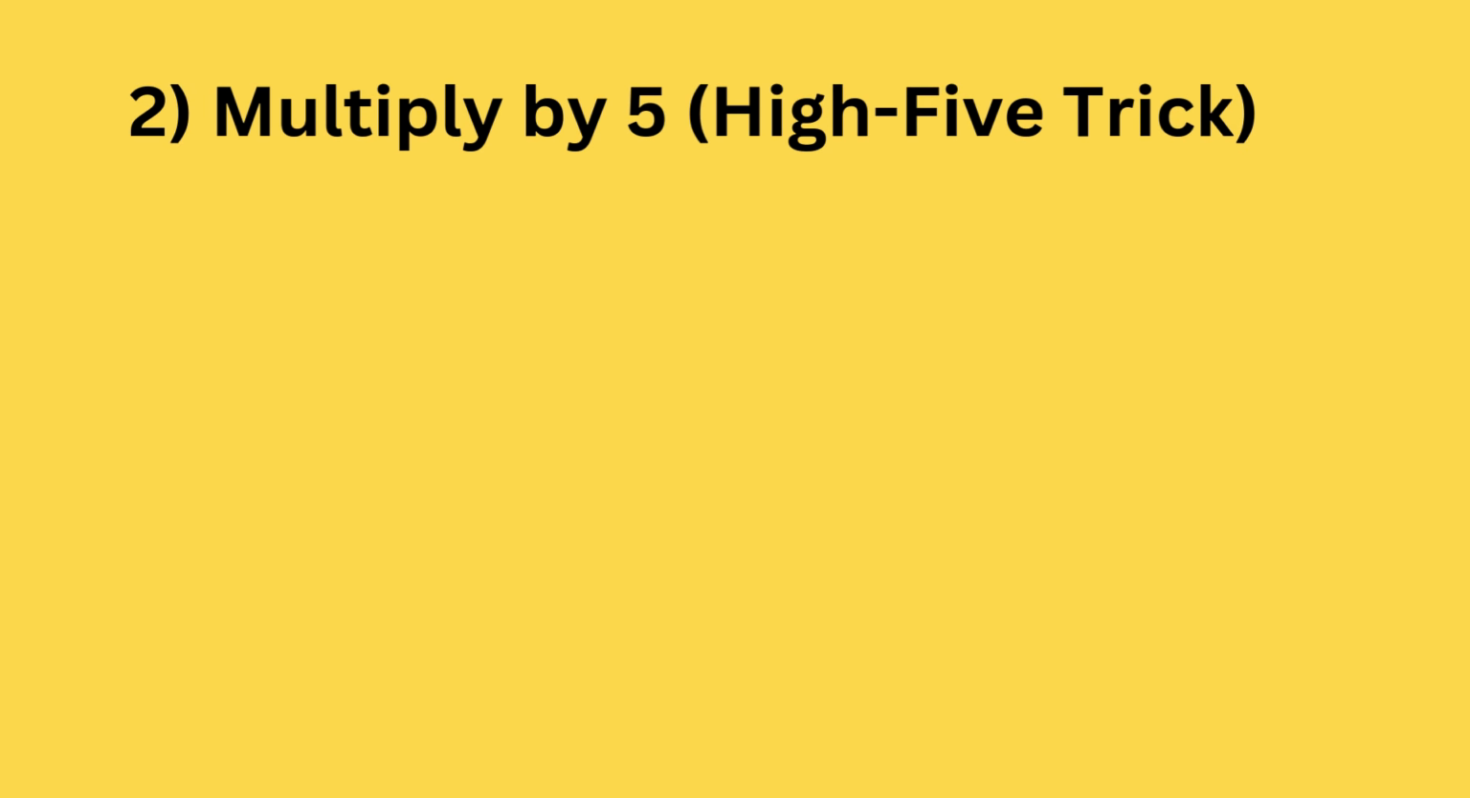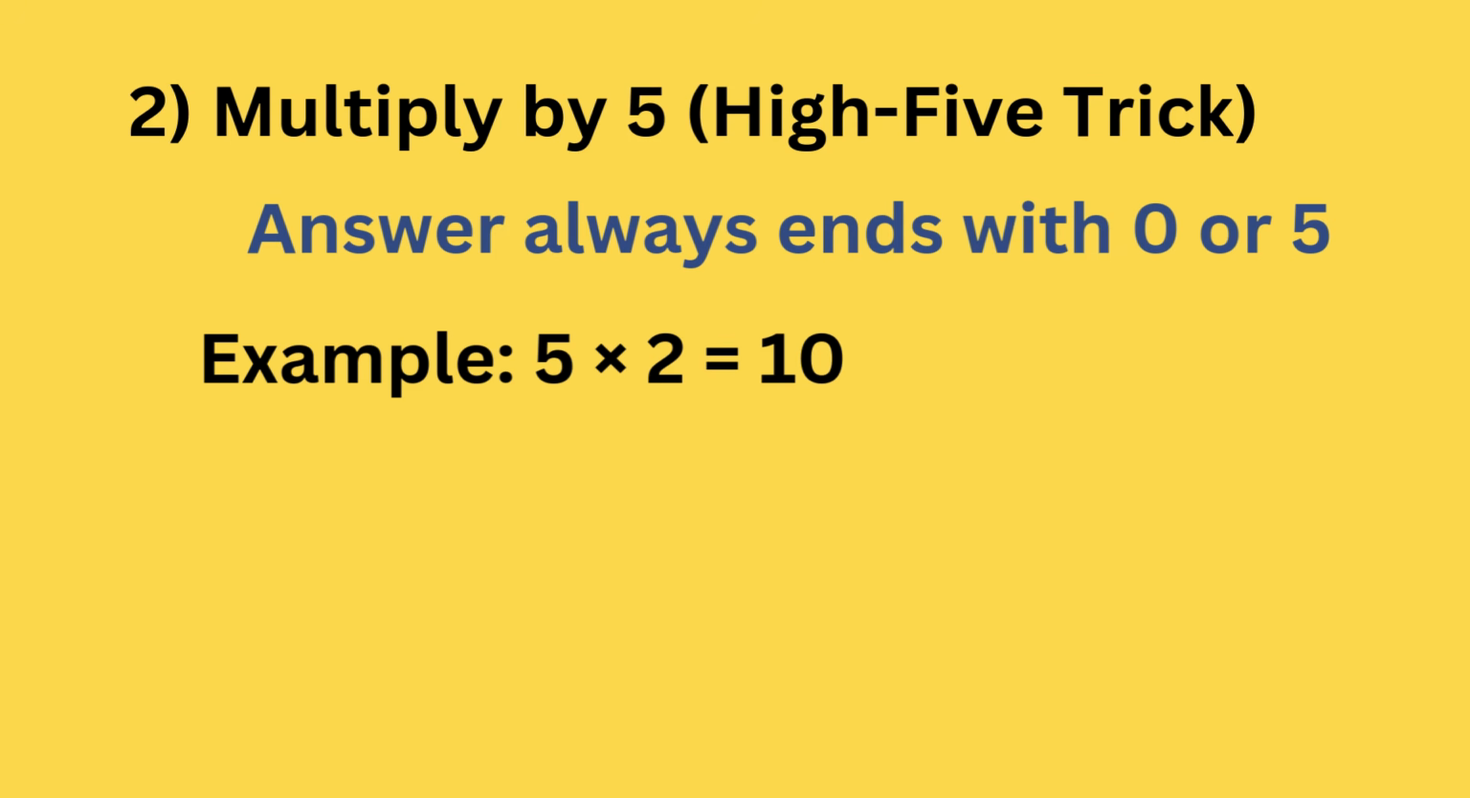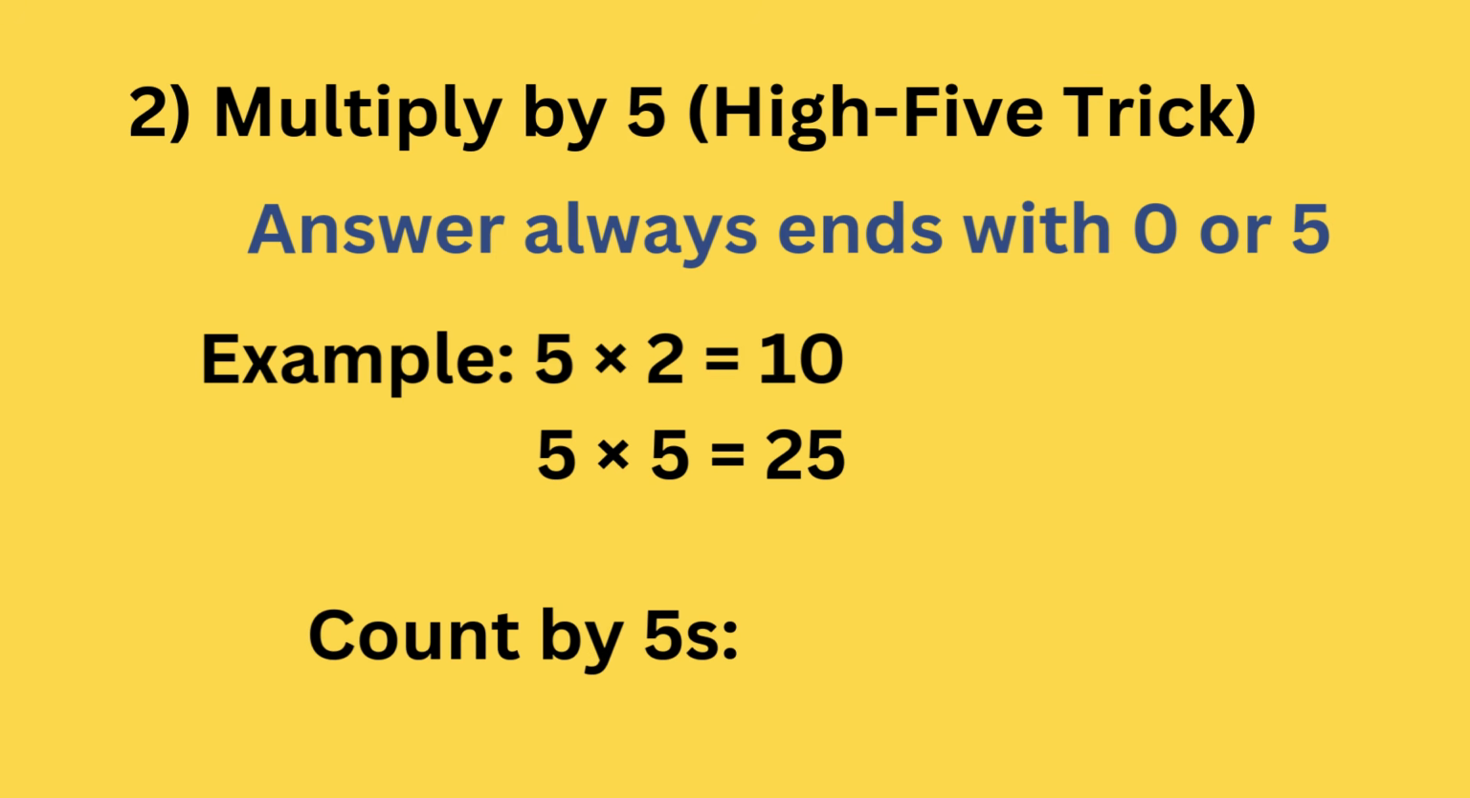Multiply by 5. The answer always ends with 0 or 5. Examples: 5 times 2 is 10, 5 times 5 is 25. Count by 5s: 5, 10, 15, 20, etc.